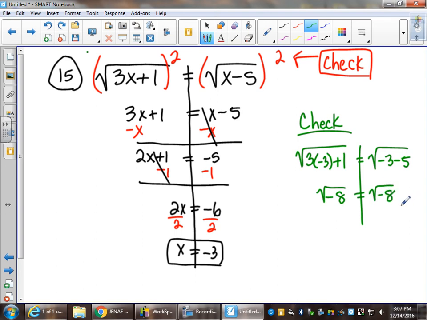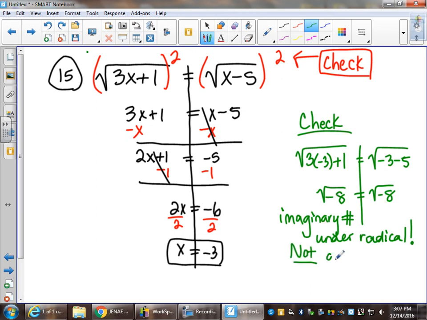Now, at first glance, you may say that these are equal, but notice we have negatives under the radicals. This means that we have an imaginary number under the radical. So even though this is technically a true statement, because these are imaginary, it's not a real solution.